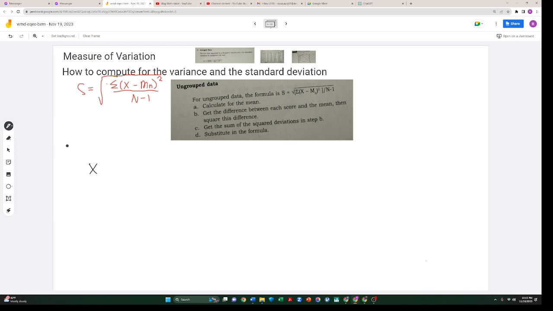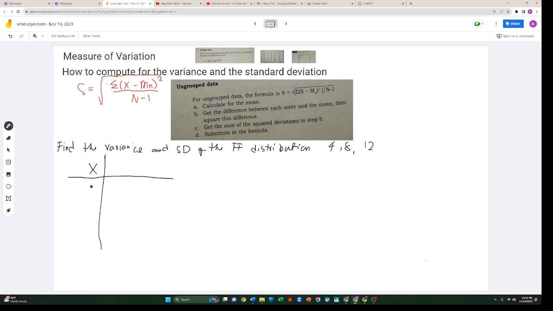So the problem is: find the variance and standard deviation of the following distribution, where the data is 4, 8, and 12. Okay? So, put an x. You already know what your x is, which is 4, 8, and 12.